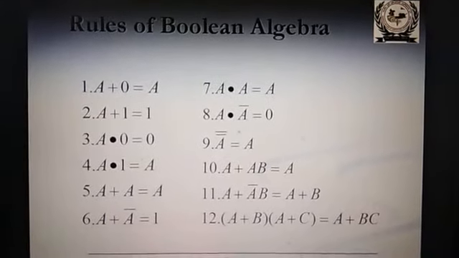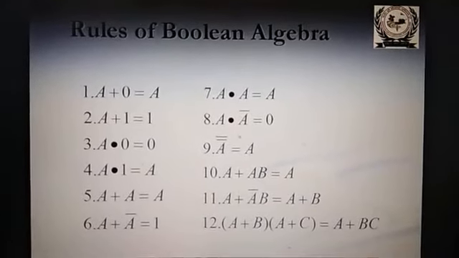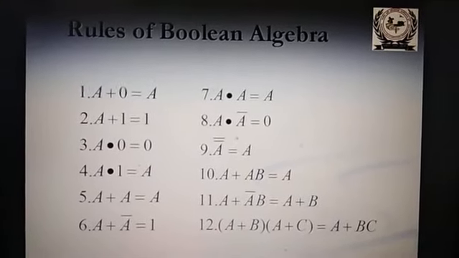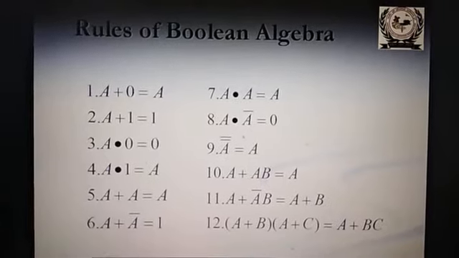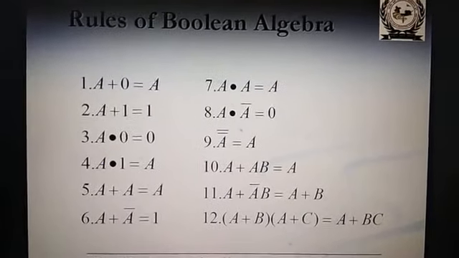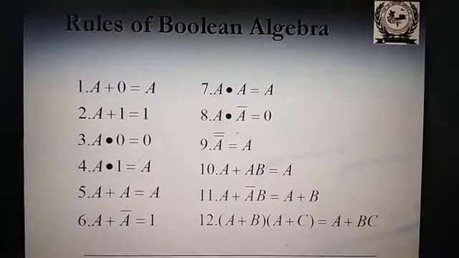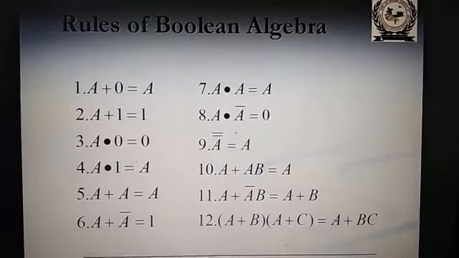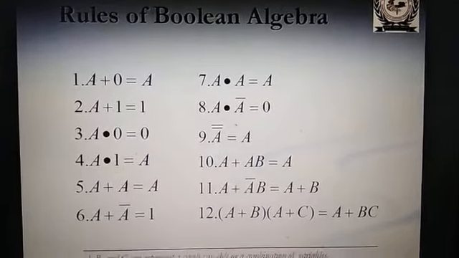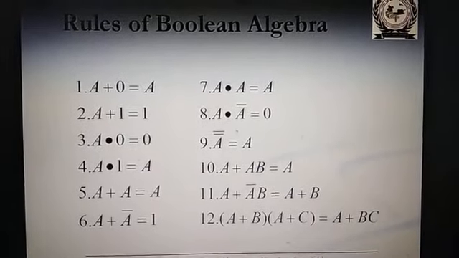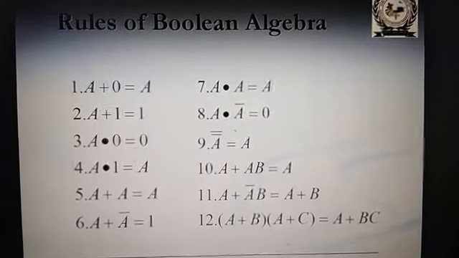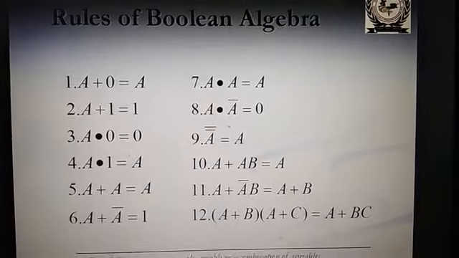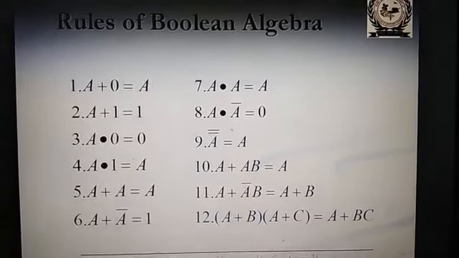These rules are like: A plus 0 is equal to A, A plus 1 is equal to 1, A dot 0 is 0, A dot 1 is equal to A, A plus A is equal to A, A plus A bar is equal to 1, A dot A is equal to A, A dot A bar is equal to 0, A double bar is equal to A, A plus AB is equal to A, A plus A bar B is equal to A plus B, and (A plus B) into (A plus C) is equal to A plus BC.